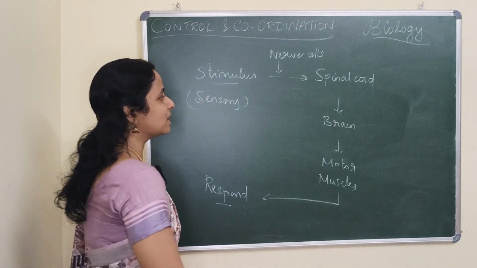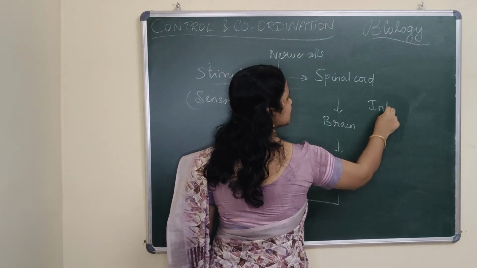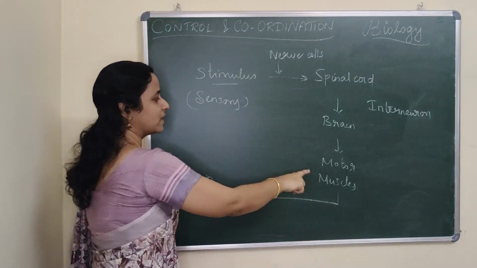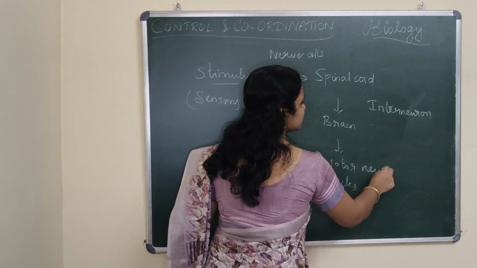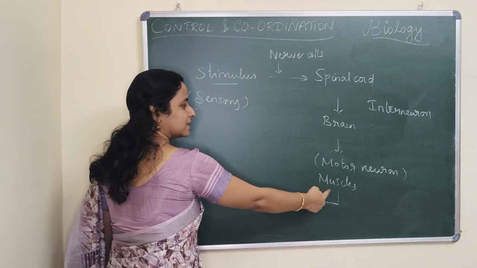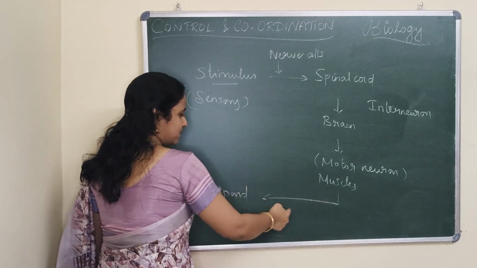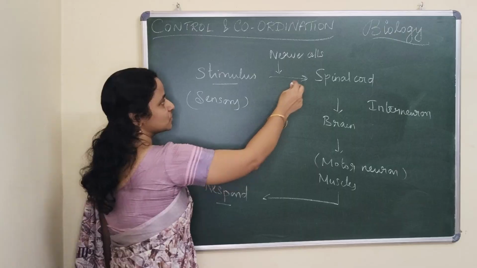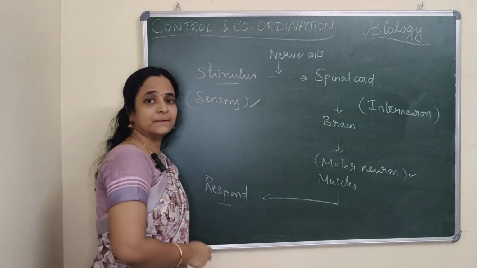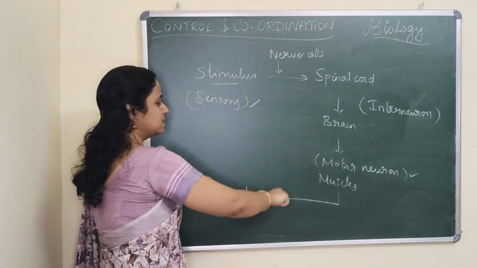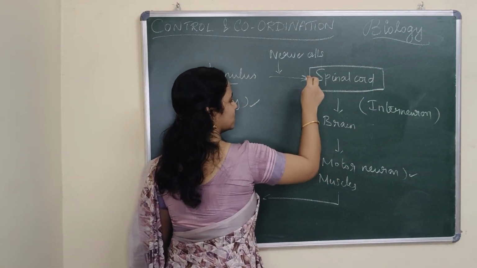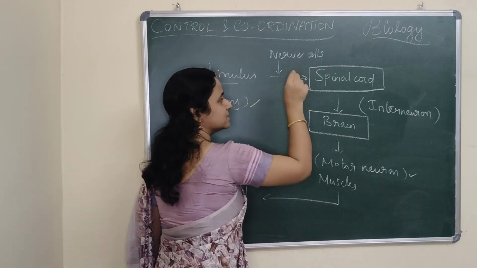And what is the second neuron we have? We have the interneurons, which act as the signal transmitters between the sensory neuron and the motor neuron. And the third neuron is the motor neuron, which will get the signal from the spinal cord and send it to the muscles, and from the muscle we respond, right? So we have three types: sensory neuron, interneuron and motor neuron that play a major role in giving the stimulus and response. And we see two parts here. One is the spinal cord, the other is the brain.